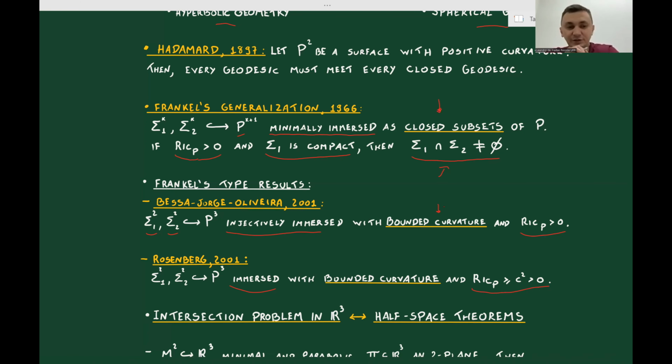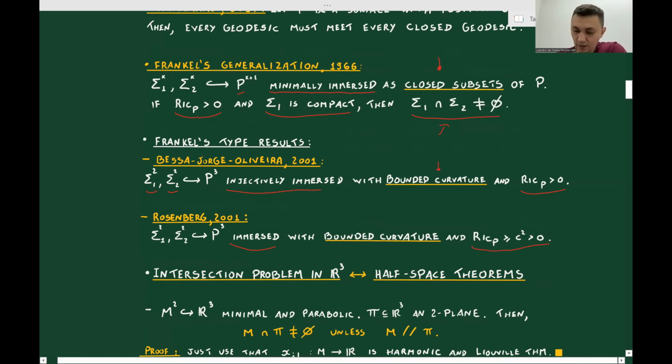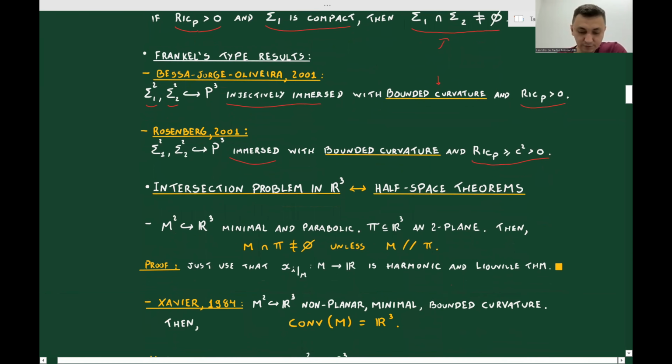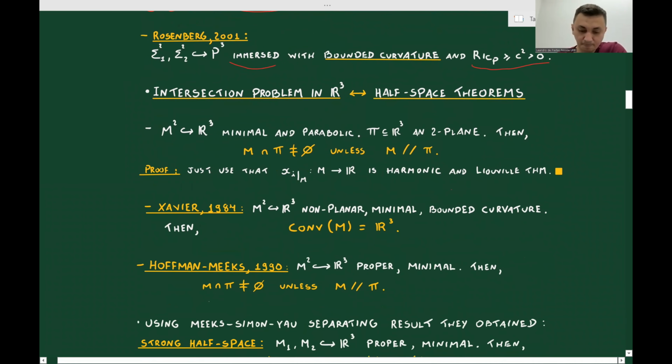Okay, so this is, I can say, the first part of this talk when I described just the results and the spherical geometry. Of course, we have other new results about Frankel property, but in a different way. So I would like just to mention here the classical ones. And the next question is, what about the intersection problem in the Euclidean space?